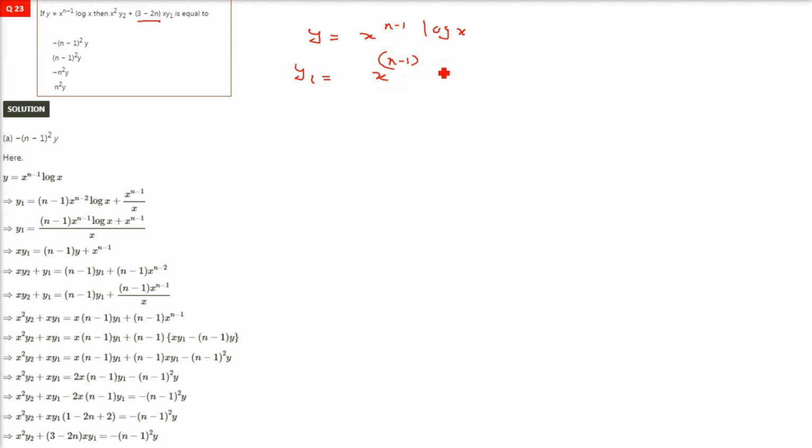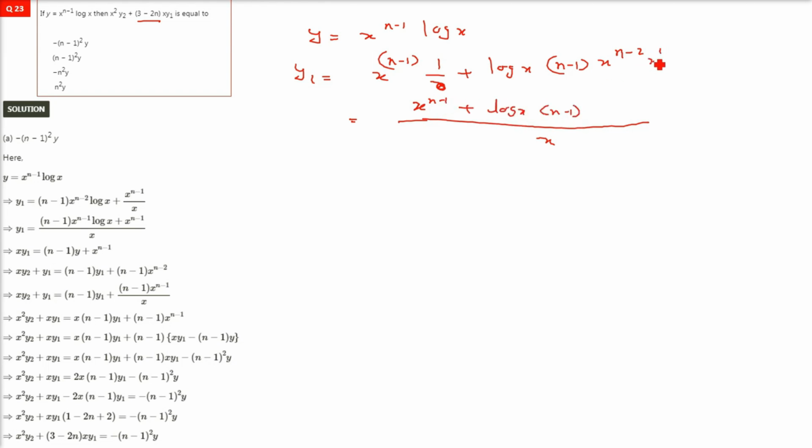So let it be p into q form. We are going to apply the product rule. So log x is 1 by x plus log x will remain like that. X raised n minus 1 differentiation is n minus 1 into x to the power n minus 2. So I'm taking x in the denominator now. So here it will be x to the power n minus 1 plus log x n minus 1 x to the power n minus 1. So there will be x. So x n minus 2 into x to the power 1.